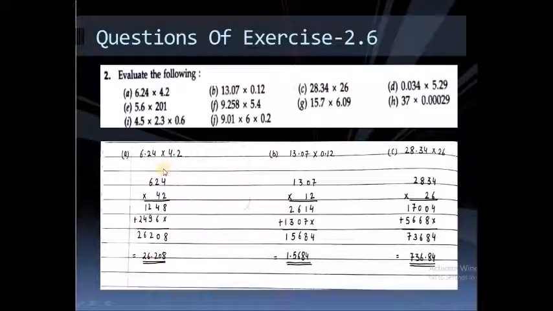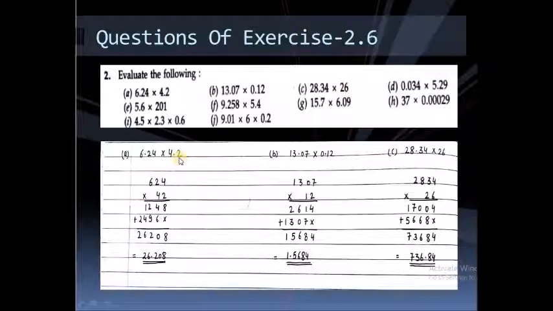Okay, here in the example you can see 6.24 and 4.2. First of all I multiply them by ignoring their decimals, like ordinary numbers. When I get the product, I have to put the decimal point again. So I count the number of decimal places. Decimal places means how many digits are there after the decimal point. There are two digits here, and here you have only one digit after the decimal point.